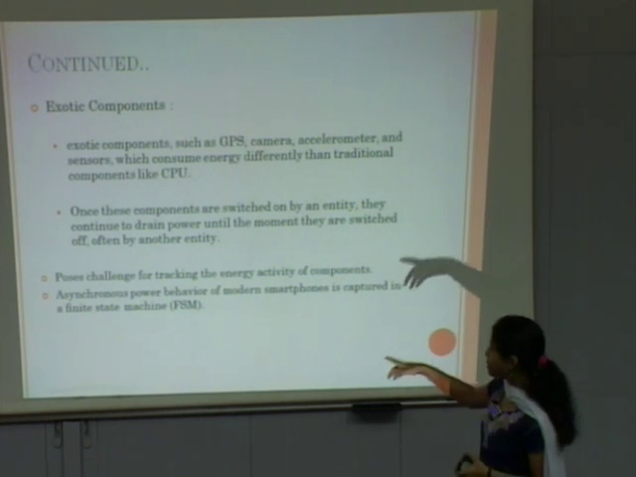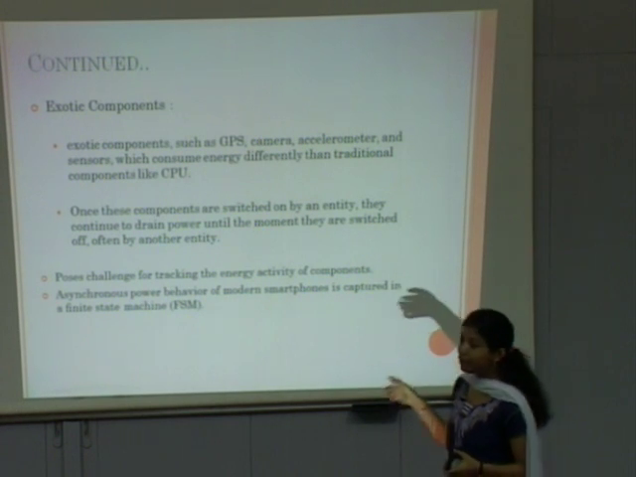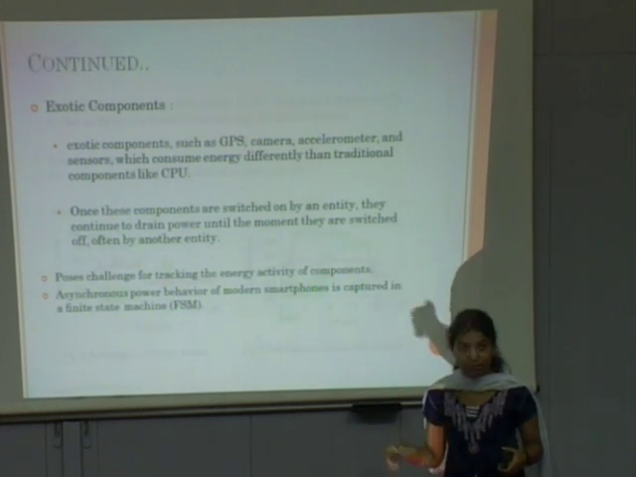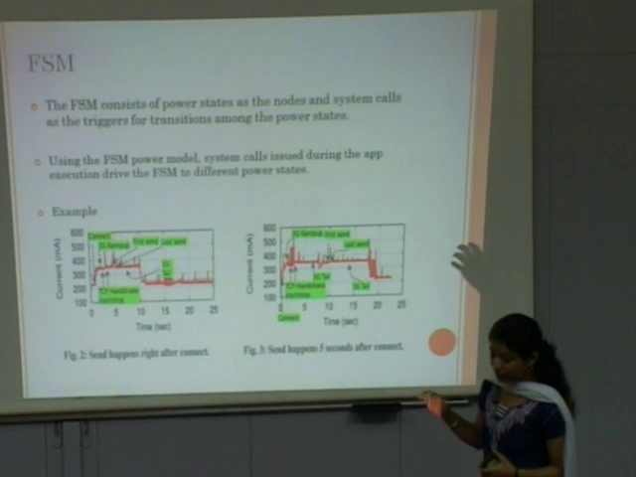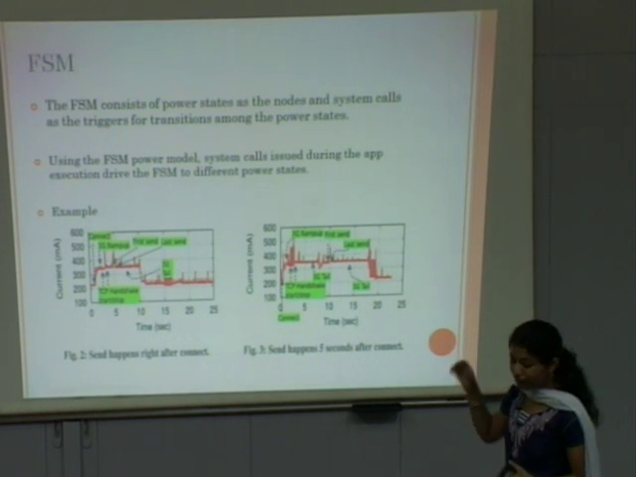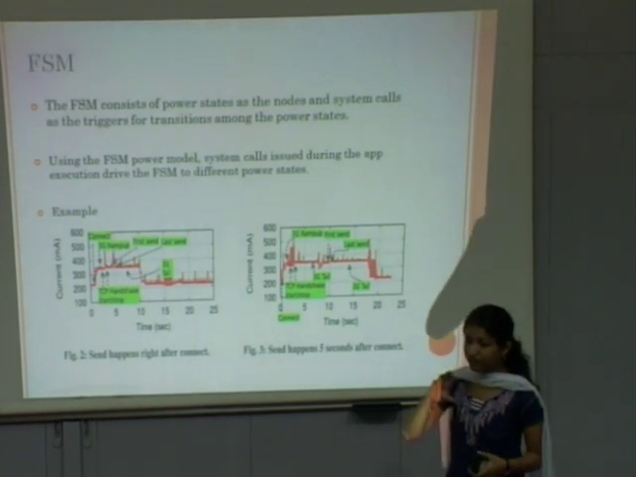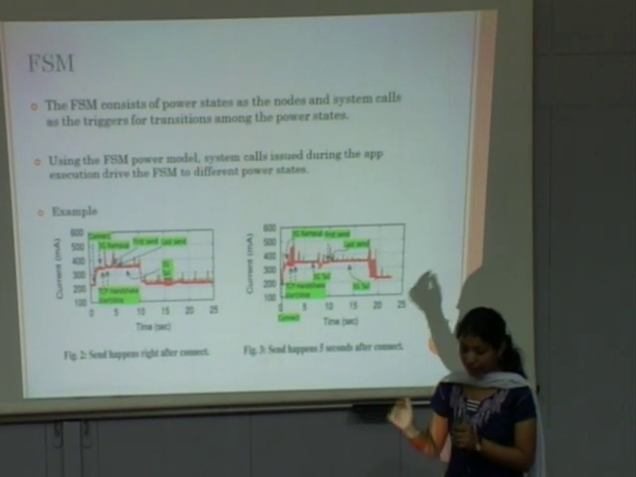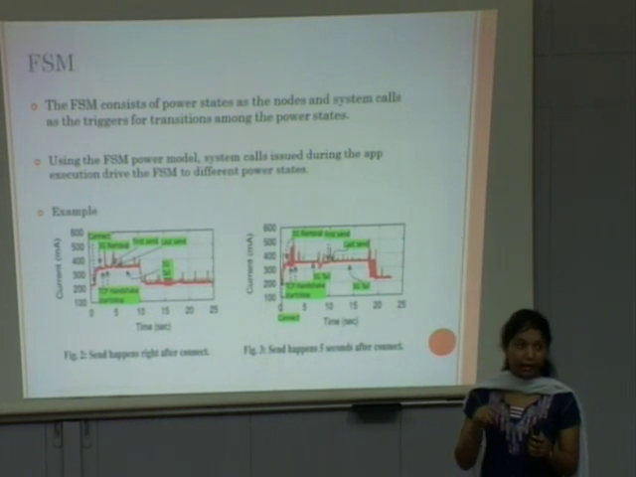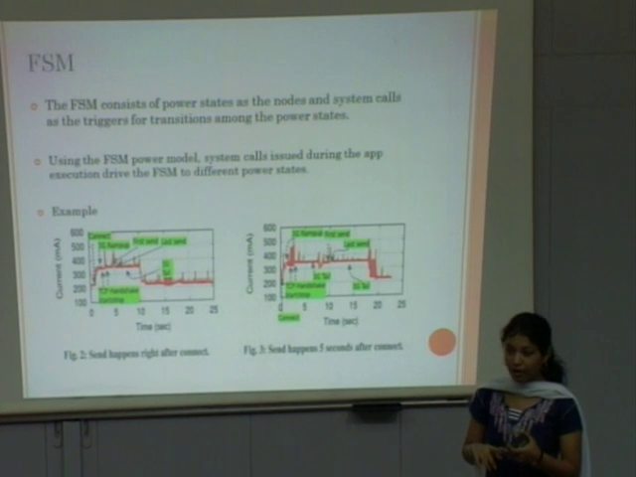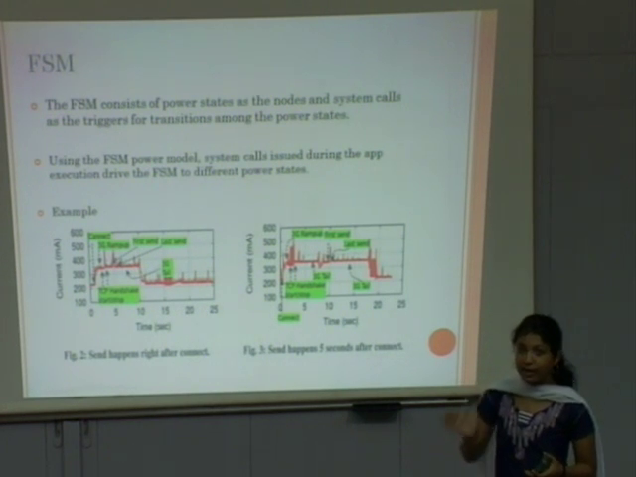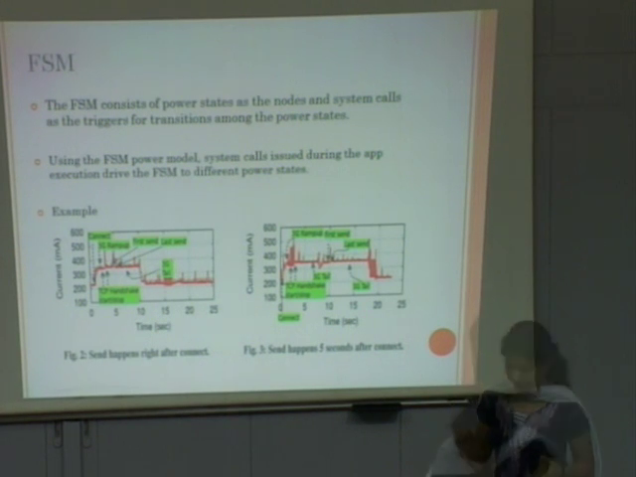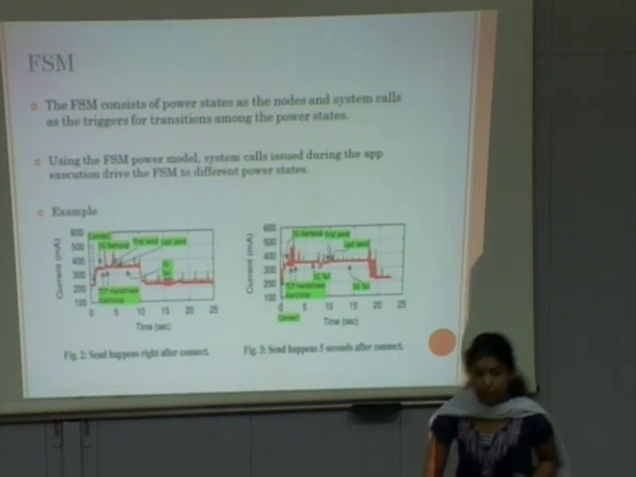So this asynchronous power behavior, they are trying to capture in an FSM, a finite state machine. What the FSM models is the power state. Each power state will be a node, and the transitions will be the system calls or any entity. A thread, process or a system call will take the component from one power state to another power state. So now they have taken an example of the tail energy.